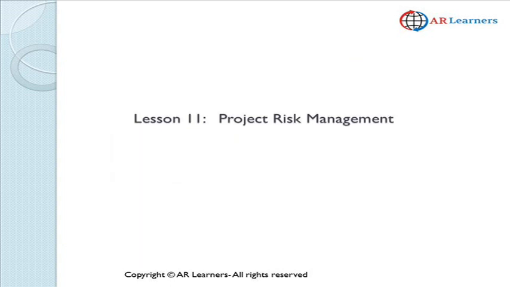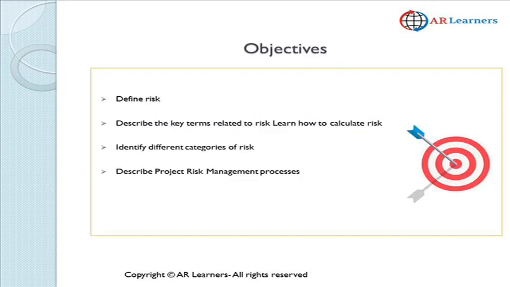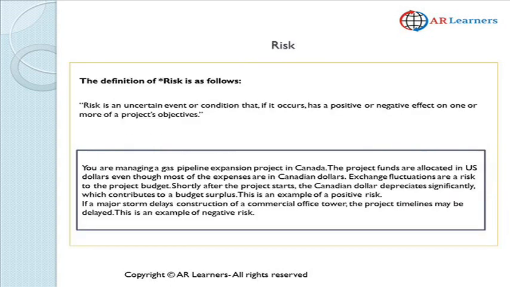Lesson 11. Project risk management. Objectives. Define risk. Identify different categories of risk. Describe project risk management processes. Risk is an uncertain event or condition that, if it occurs, has a positive or negative effect on one or more of a project's objectives.